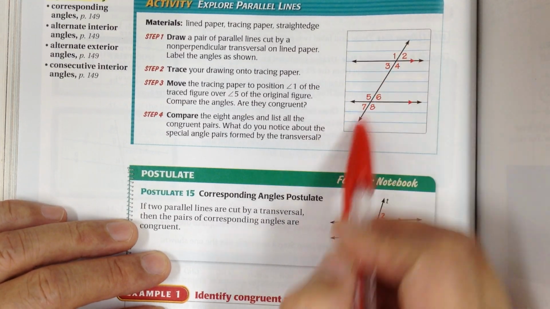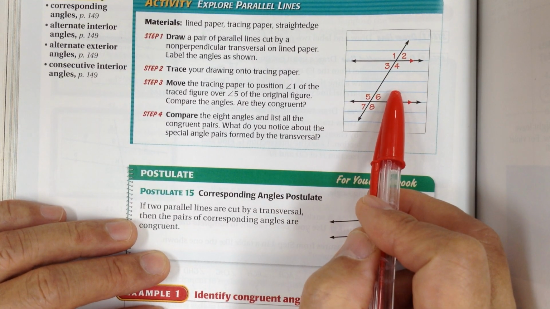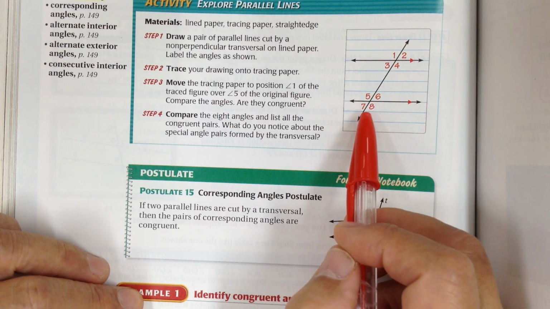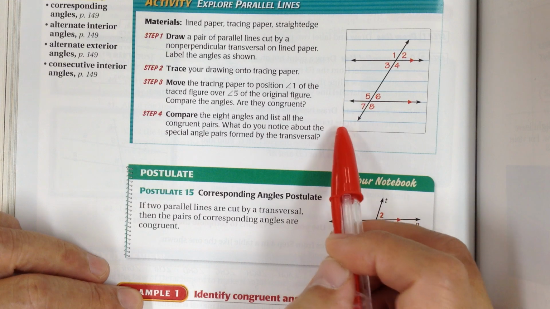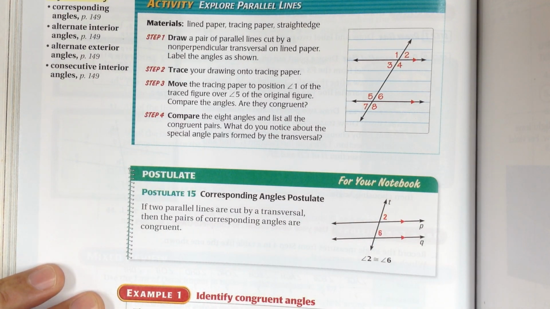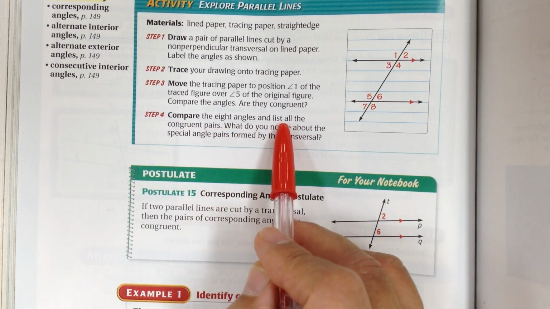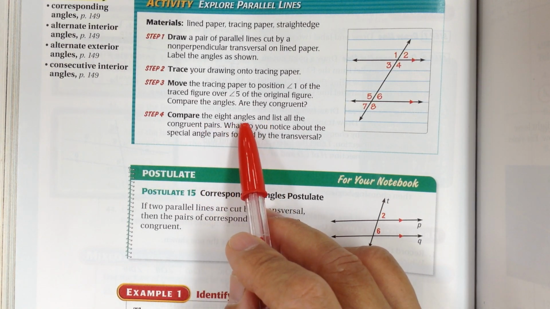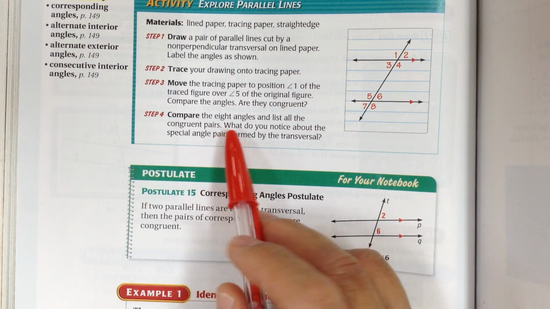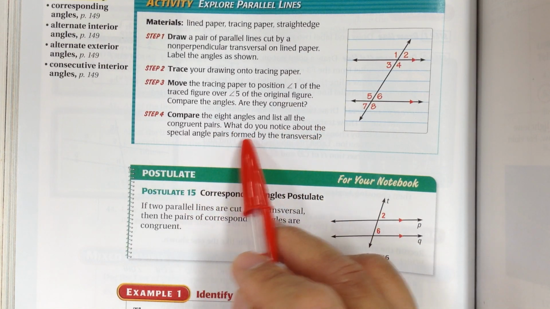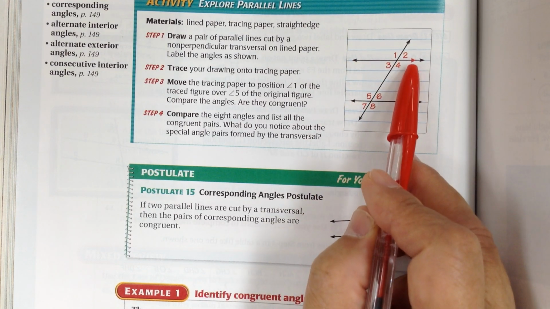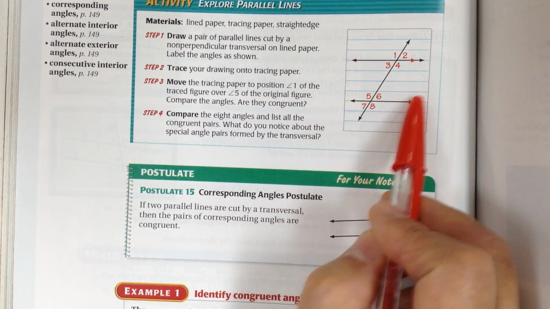If you just draw the lines through, you get all these lines, and then you can identify different kinds of angles. Okay, and so over here it says compare the angles, and these are all the congruent angles. What did you notice about special angle pairs formed by a transversal? Well, when you have parallel lines, again, see the red markings tell you that these lines are parallel.